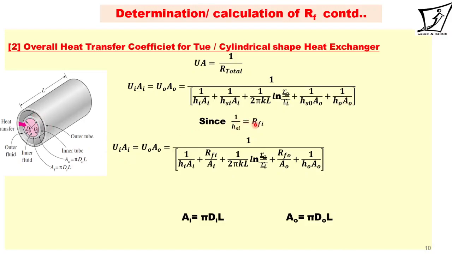Since 1 over HS is equal to RF, so UIAI is equal to UOAO is equal to 1 over HIAI plus RFI over AI, replacing 1 upon HSI as RFI plus 1 over 2 pi KL log of RO over RI plus RFO over AO plus 1 upon HO into AO. Once again, these two terms are introduced to take into account the effect of thermal resistance or fouling resistances. In this expression, AI is pi DIL and AO is pi DOL, where DI and DO are inside and outside diameter of the inside tube respectively.